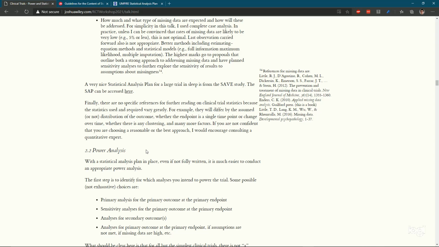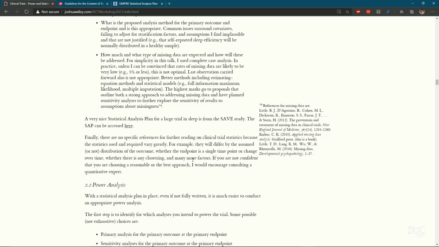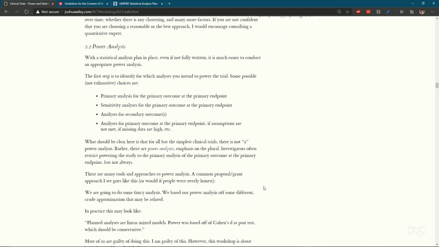Well, I have a number of different readings and link outs for things like missing data, etc. I don't have further readings on clinical trial statistics. The reason I don't have further resources or readings for clinical trial statistics is that the statistics used and required vary greatly. They'll depend on the distribution of the outcome and what you assume there, whether the endpoint is a single time point, change over time, whether there's clustering, and many more factors. Basically, the statistics for clinical trials is pretty much all of the statistics for any analysis. And so if you're not confident in choosing a reasonable or best approach, if you don't feel like you know what's right, I'd highly encourage you to consult a quantitative expert there.